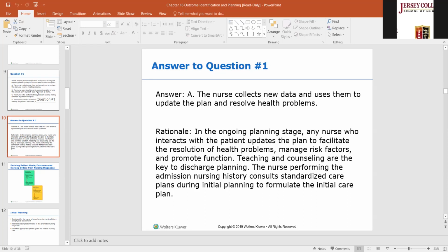In the ongoing planning stage, any nurse that interacts with the patient will update the plan to facilitate the resolution of health problems, manage the risk factors, and promote the function. Teaching and counseling are key to discharge planning. The nurse performing the admission nursing history consults the standardized care plan and the initial planning to formulate the initial care plan.